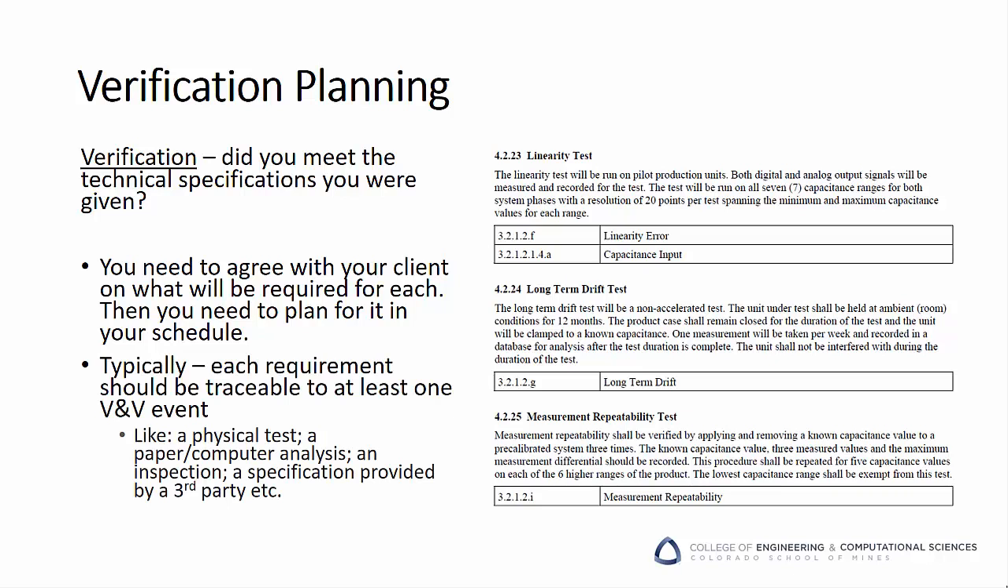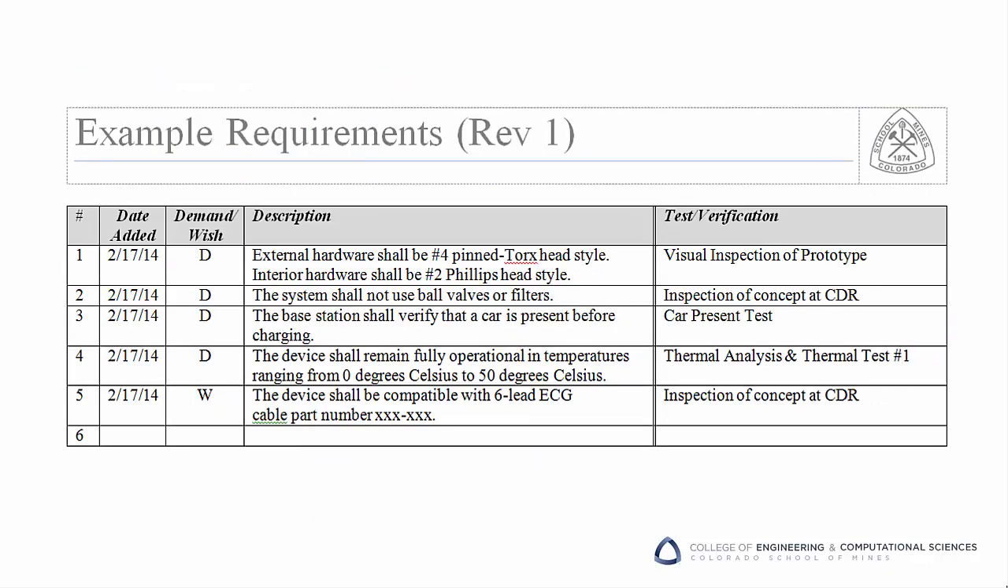Typically, each requirement should be traceable to at least one verification event, like physical testing, computer analysis, or inspection. The example at right shows that the linearity test described will be used to verify 2 requirements for this particular sensor system, the linearity error requirement and the capacitance input requirement. How will you verify your requirements? Thinking about it now is an important step. And once you've thought about it, you should capture your ideas in your requirements table, like the example shown.